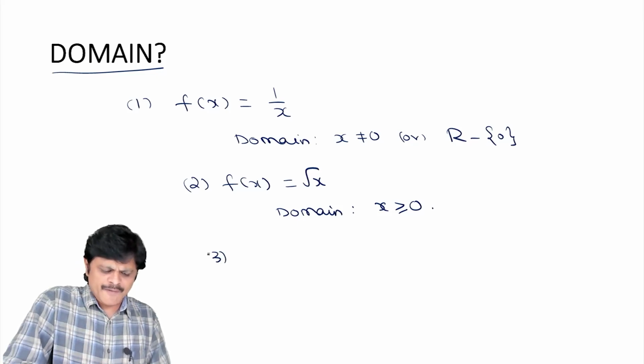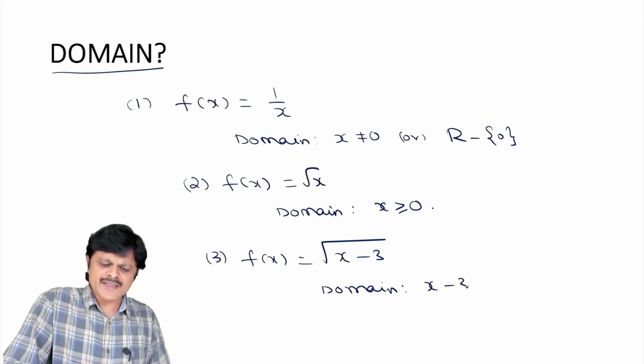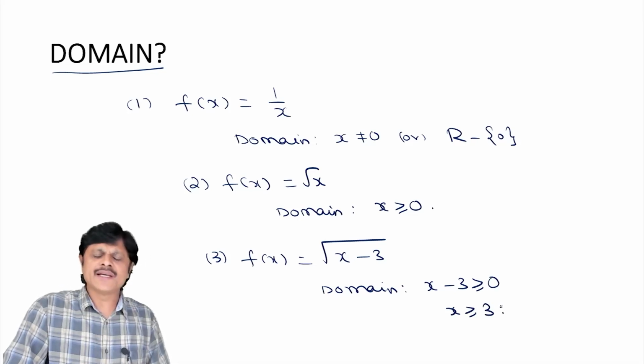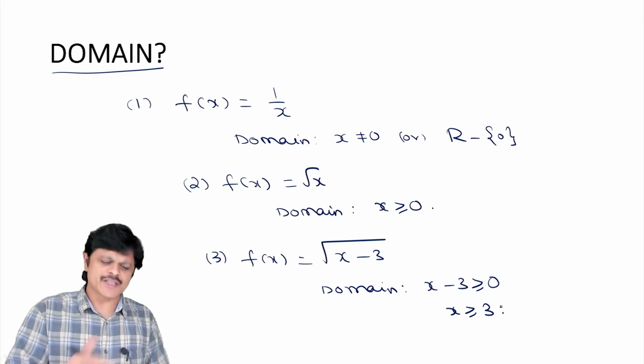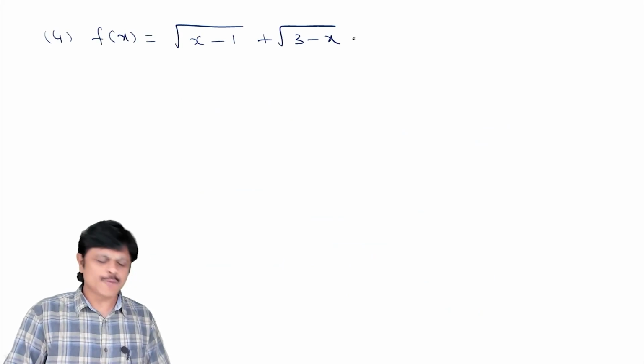Okay. Or if I say f(x) is say root of x minus 3. See, this argument x minus 3 must be greater than or equal to 0. So what is domain? x minus 3 greater than or equal to 0, or x is greater than or equal to 3. Sometimes we need to identify for what domain this rule will be a function. Okay, like this.